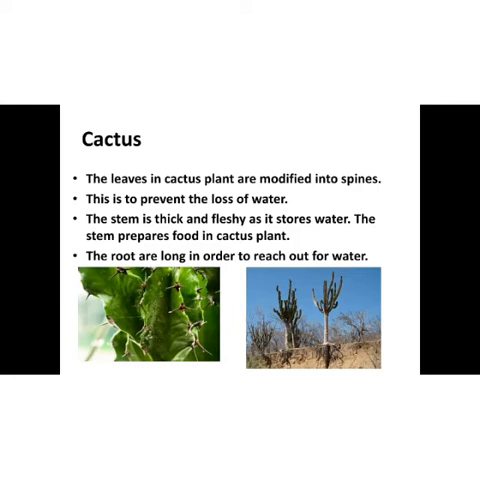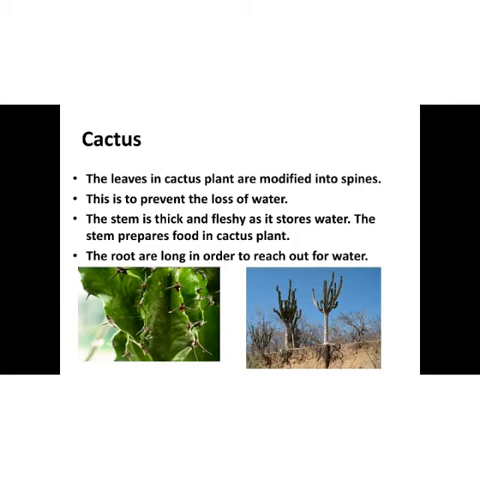You know that plants remove excess water through stomata, which is present in leaves. So, as there is only very little amount of water in desert, a plant cannot lose water. So, in order to prevent the loss of water, the leaves in cactus plant are modified into spines.